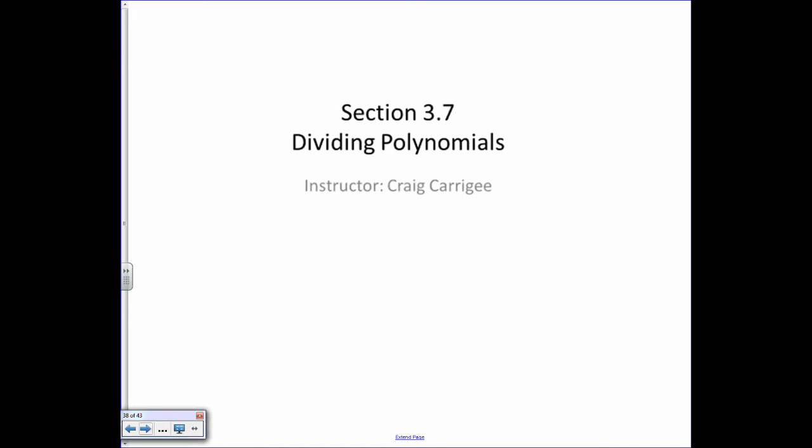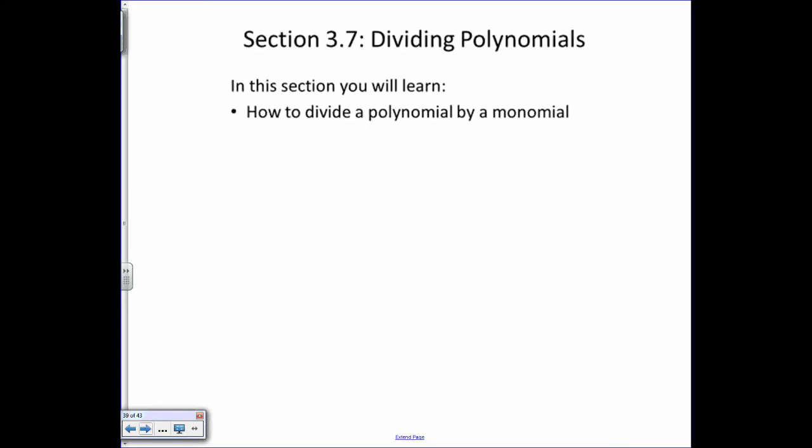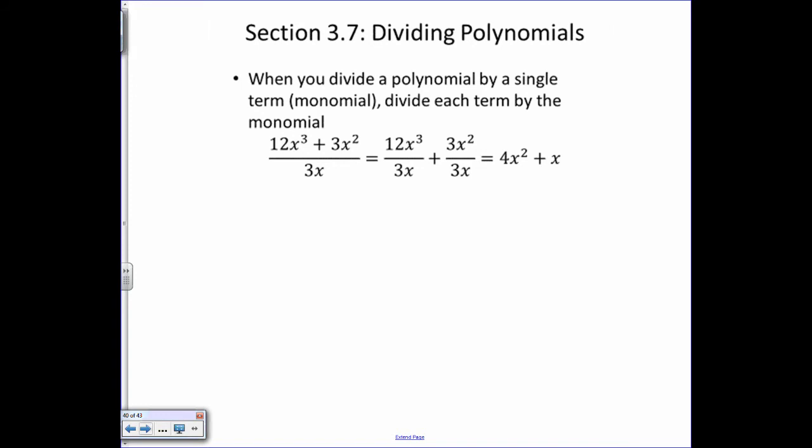Today we're going to talk about dividing polynomials. In this section, you're just going to learn how to divide a polynomial by a monomial. So when you divide a polynomial by a monomial, we can divide each term by that monomial.